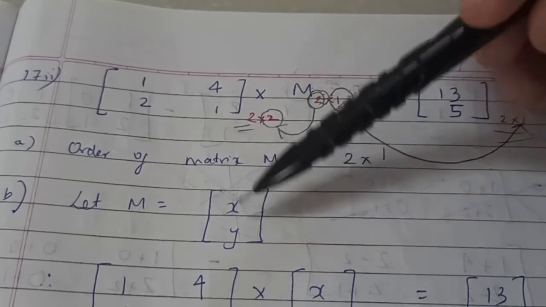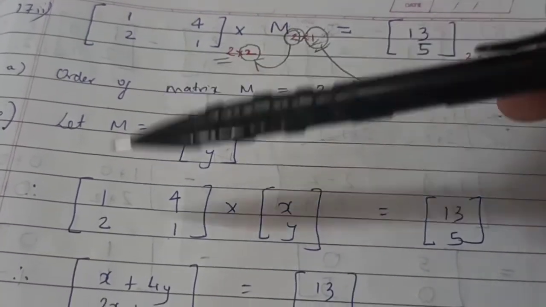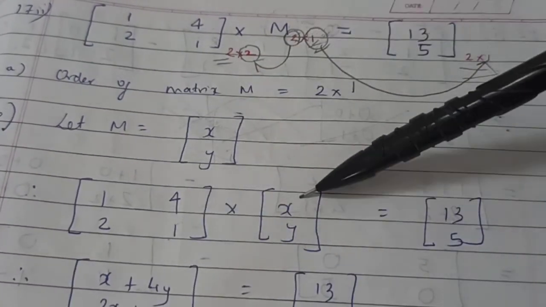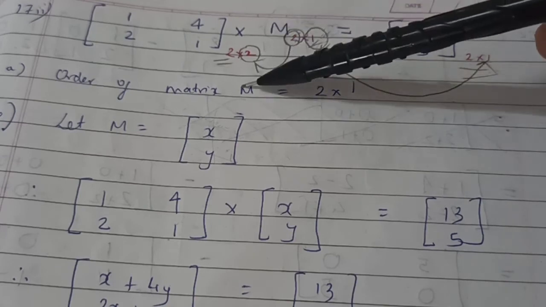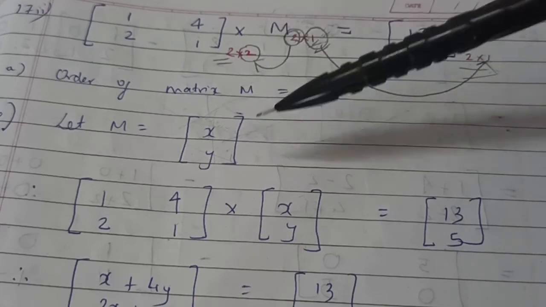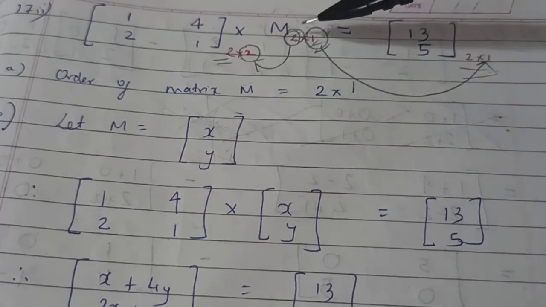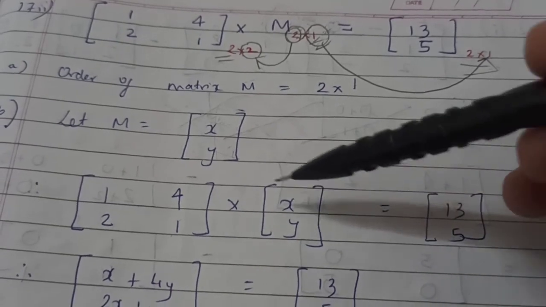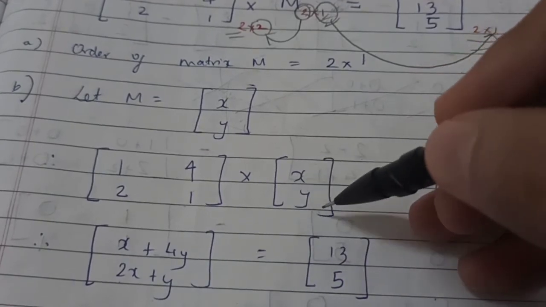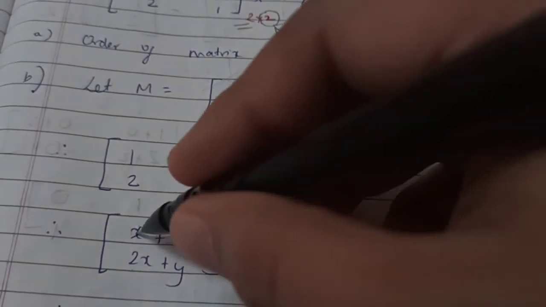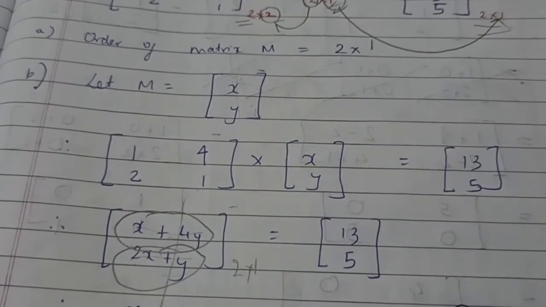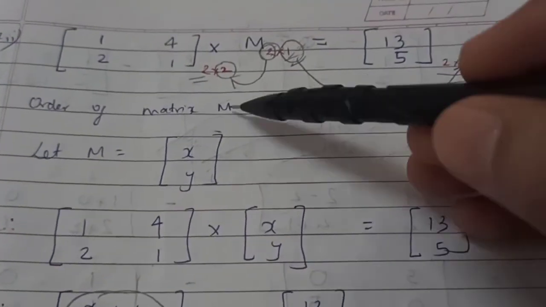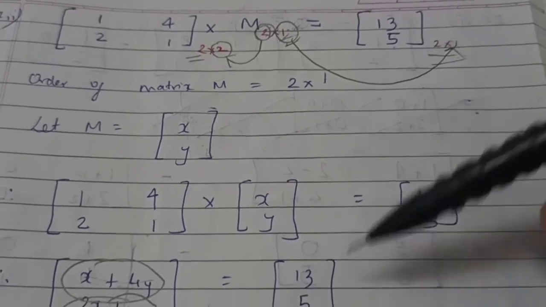This is 2 by 1. So let the elements be x and y. And only now we can solve. So copy the question, but instead of M matrix, write x and y, 2 by 1 order. Even if they would not have asked the A part, to solve the B part, we would want to know the order of m. Now how to solve? Well, the answer should be 2 by 1. That means there should be 2 rows and 1 column. That means 2 elements only. The answer is indeed 2 by 1. They've already given the answer.